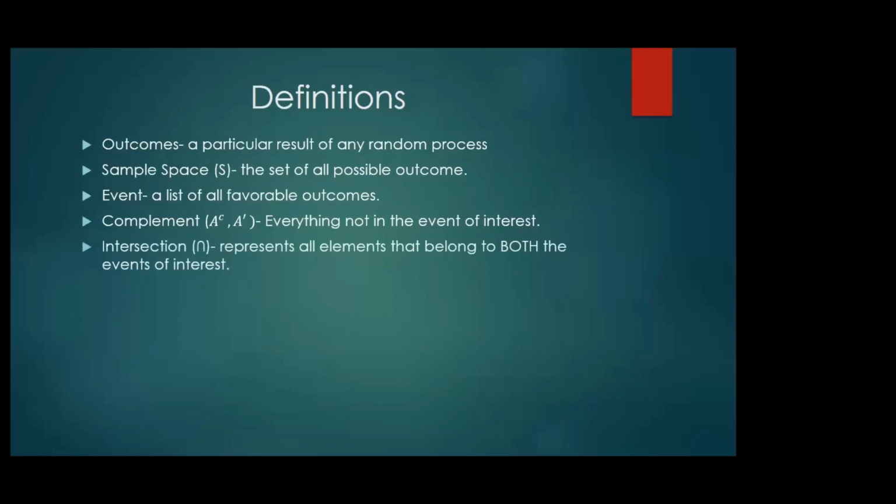We have intersection, which is normally represented by an inverse U. So it represents all elements that belong to both the events of interest. So the example that I've been using is male and female. You can't really be a male and female at the same time. Well, you can. But we normally use intersection when we're talking about joint occurrence. We're talking about happening at the same time. They're simultaneous, or if you see anything about both, or if the question asks you about and, you know that you're dealing with an intersection.